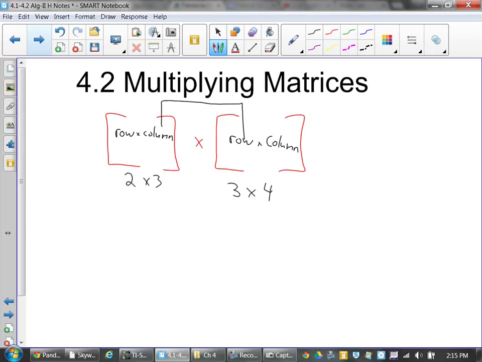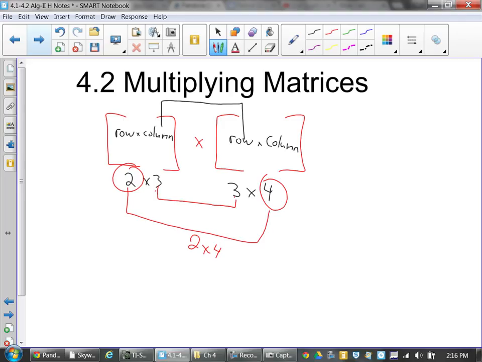What has to be the same here, the only thing that has to be the same, is the number of columns in the first and the number of rows in the second. So when you put the dimensions down, the two middle numbers have to be the same. As long as the number of columns equals the number of rows, you're good. If you multiply these two together, your answer would be a 2 by 4 matrix.